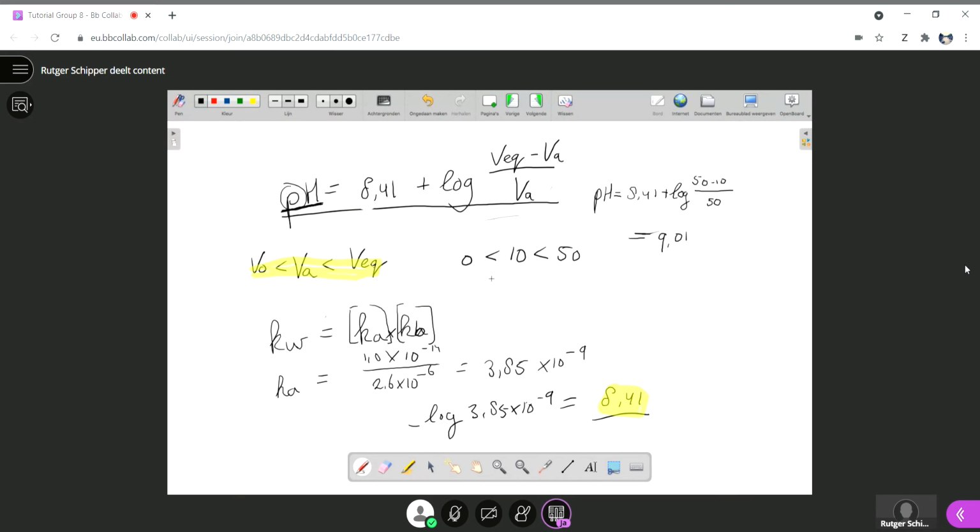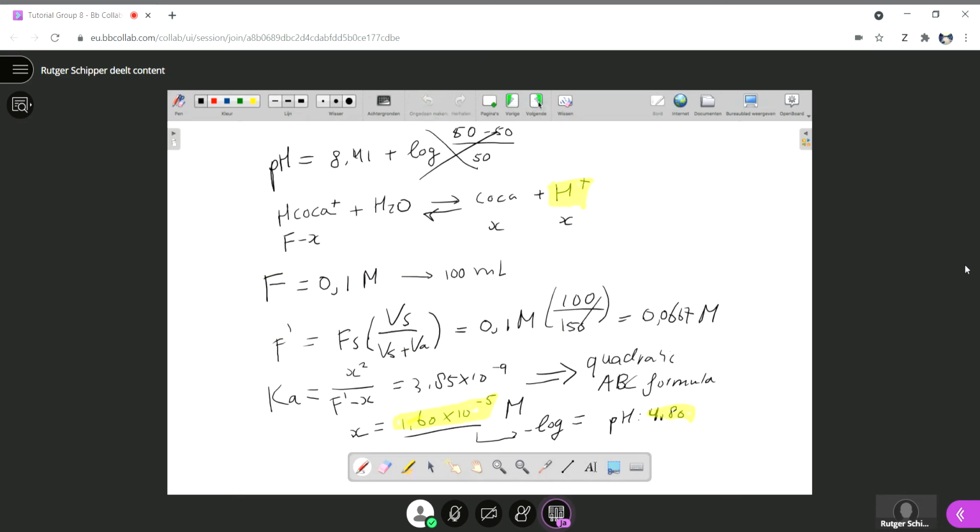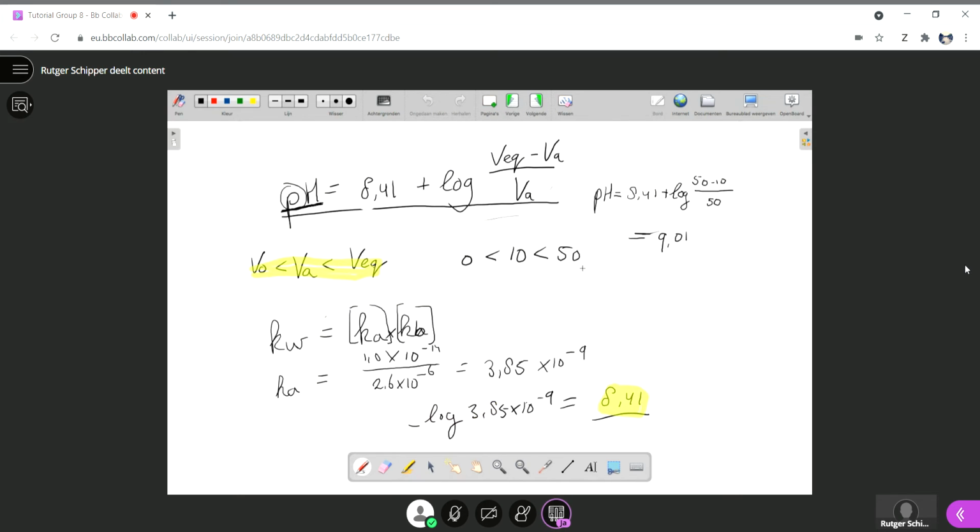So can someone tell me what kind of molecules are present in the solution when we added exactly 50 milliliters? Can someone type it in the chat? Because all of the neutral form of cocaine has been reacted. All of the nitric acid has been reacted. So what is there? And how can we use these molecules to calculate the pH?